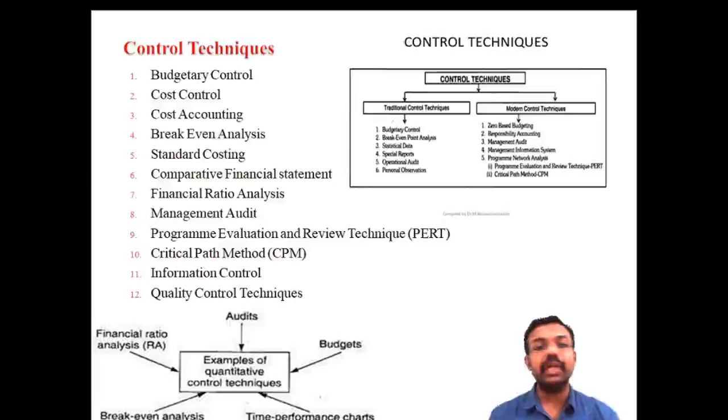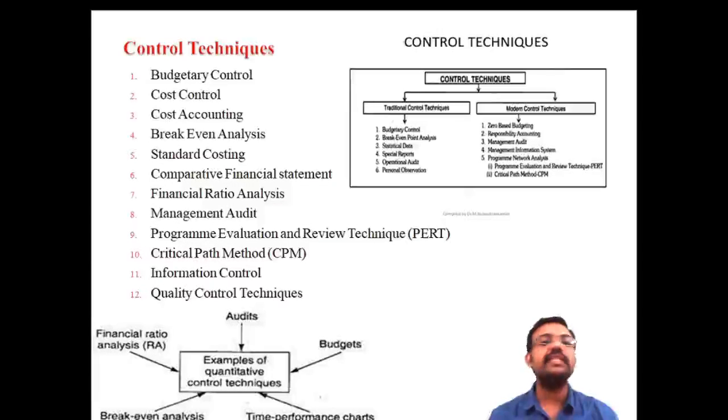So it's a very important element. There are traditional controlling techniques and modern controlling techniques. Traditional techniques include budgetary control, break-even analysis, special reports, and performance observation. Modern techniques relate to management audit, responsibility auditing, management information system, PERT, and CPM. That's the classification of controlling techniques: traditional techniques and modern techniques. Now we're discussing some important categories of controlling techniques.